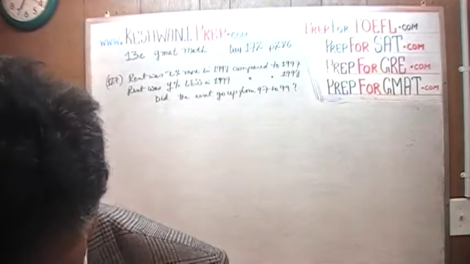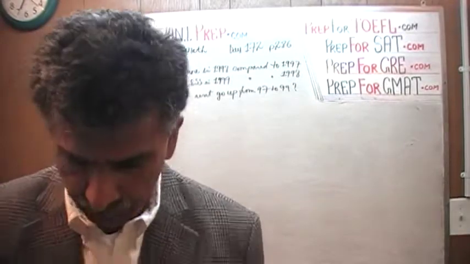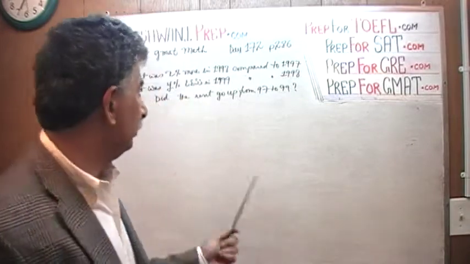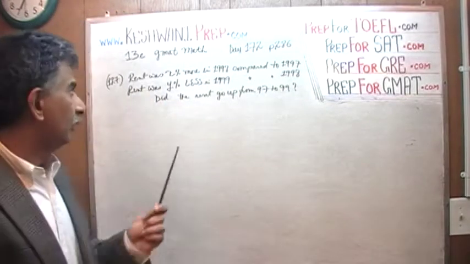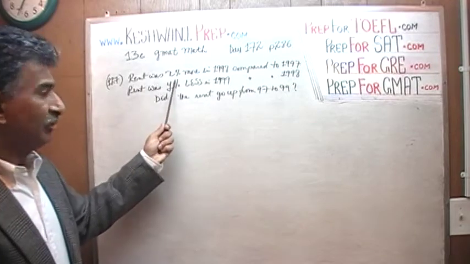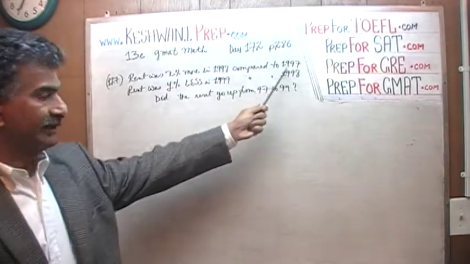The problem that we are about to solve is the one that you will find on page number 286. Please turn to page number 286. Problem number 127 is what we are about to do. In problem 127, we are told that our rent was X% more in 98 compared to 97.